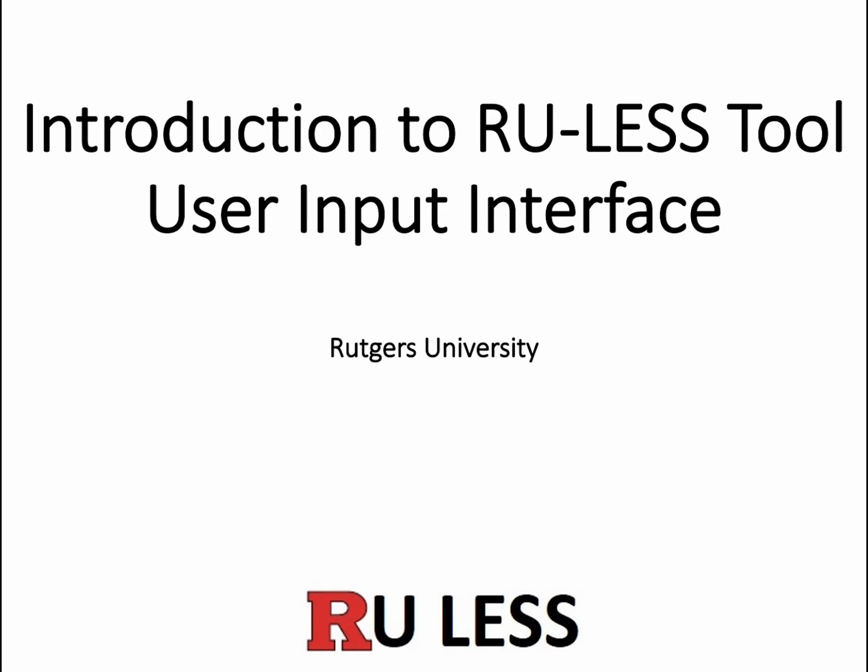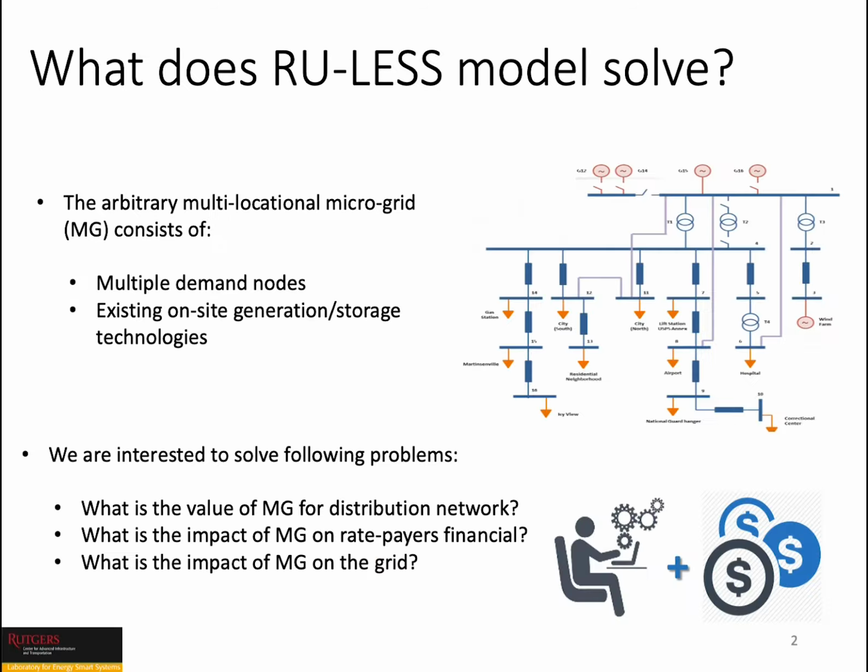Today we'll be looking at the RULess tool user interface. The RULess tool is a microgrid feasibility tool that was created by a laboratory at Rutgers University for energy smart systems. The arbitrary multi-locational microgrid consists of multiple demand nodes and existing on-site generation and/or storage technologies.